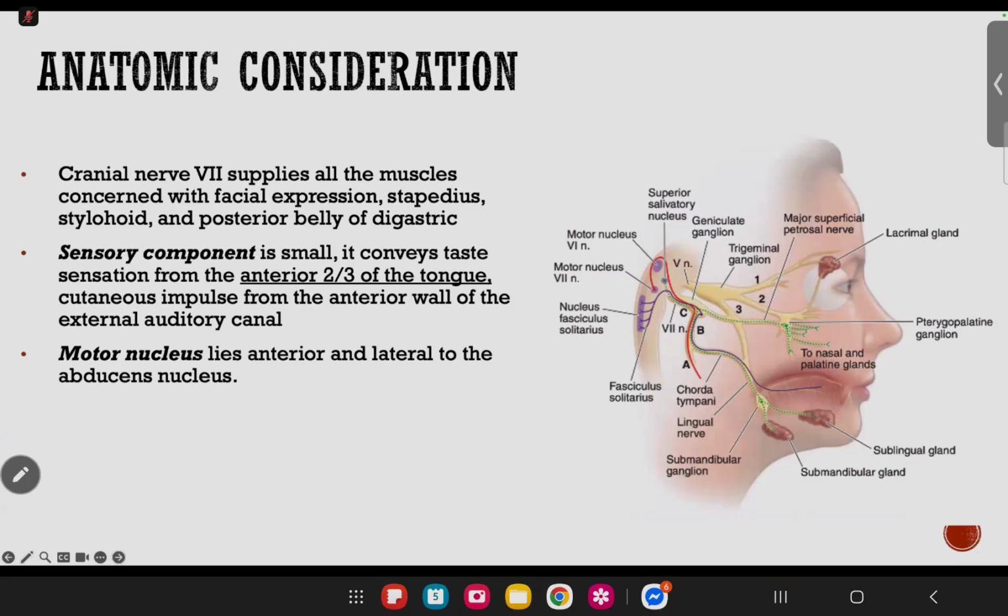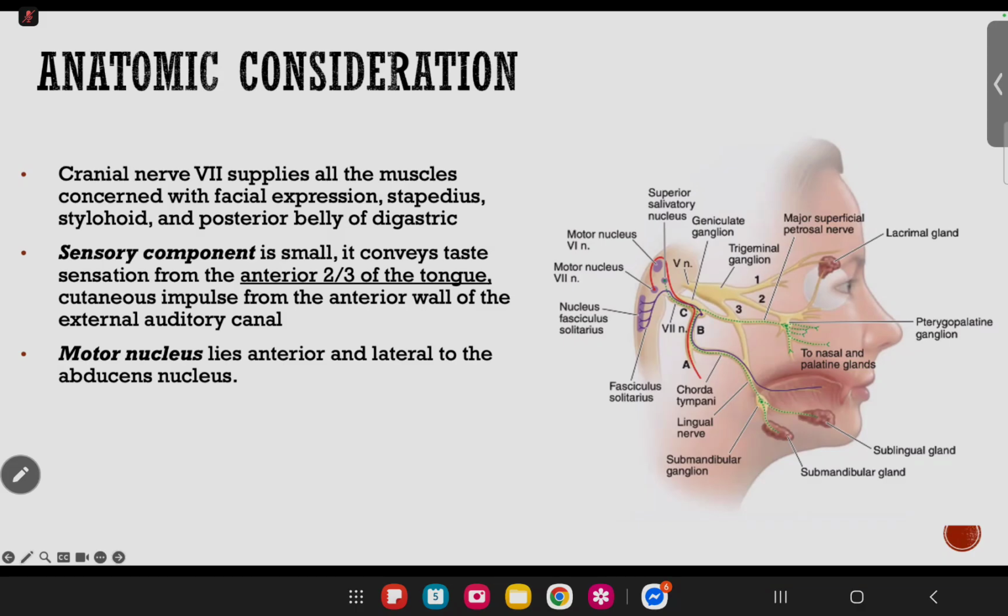The seventh cranial nerve, or facial nerve, supplies all the muscles concerned with facial expression, as well as the stapedius, stylohyoid, and the posterior belly of the digastric. The sensory and parasympathetic components convey taste sensation from the anterior two-thirds of the tongue, cutaneous impulses from the anterior wall of the external auditory canal, and the preganglionic parasympathetic signals to the pterygopalatine and submaxillary ganglia, stimulating lacrimation, rhinorrhea, and salivation, while the motor nucleus lies anterior and lateral to the abducens nucleus.